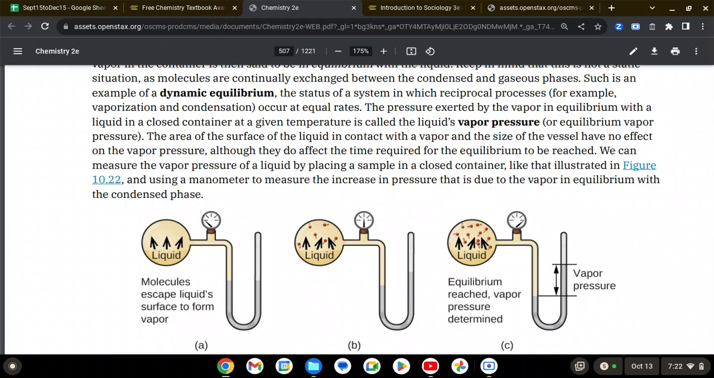You can measure the vapor pressure of a liquid by placing a sample in a closed container, like that illustrated in Figure 10.22, and using a manometer to measure the increase in pressure that is due to the vapor in equilibrium with the condensed phase.